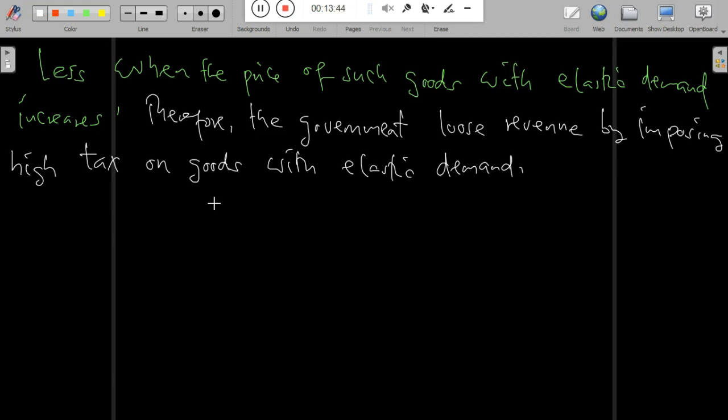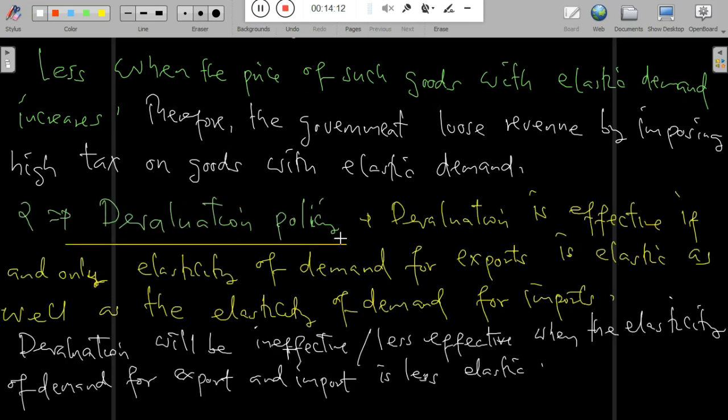Not only that, but also the issue of devaluation policies. So elasticity of demand is very important in the issue of government, especially devaluation policy. Devaluation is a reduction in the value of the domestic currency in terms of foreign currencies. So when the currency is devalued, exports become cheaper while imports become more expensive. So a country is therefore able to export more goods abroad and import less from abroad. Hence the country's balance of payments improves.